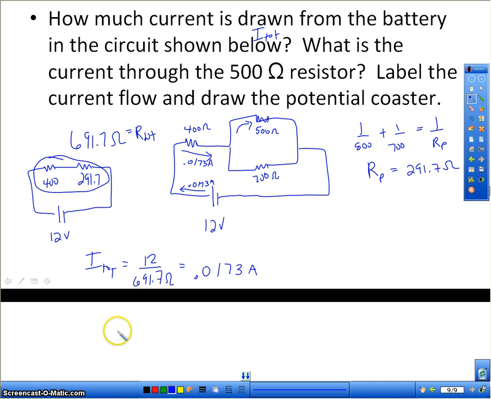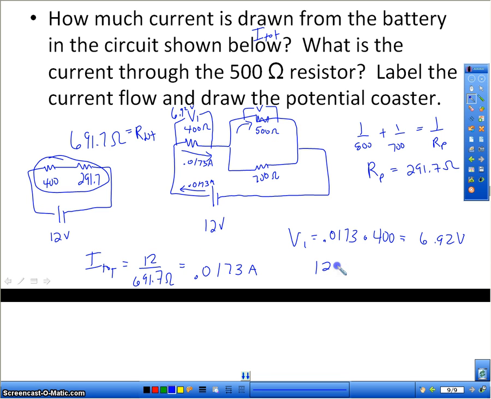Okay? And then, I need to figure out the voltage on this so that I can figure out how much current goes through this branch. I can do that a couple of ways, but the way I've chosen to do it is to figure out the voltage here, I'll call it V1, and subtract it from 12, and then the remaining voltage is going to be the voltage on this section right here. So I'm going to find V1 by doing 0.0173 times 400. That gives me 6.92 volts just for the 400 ohms.